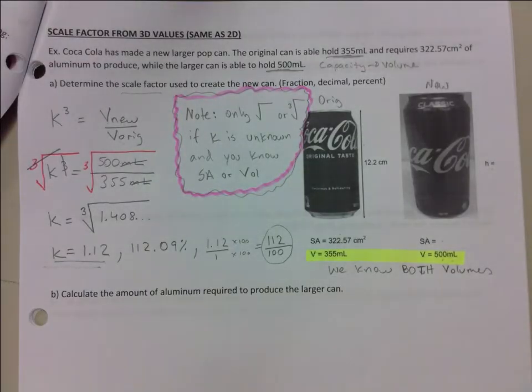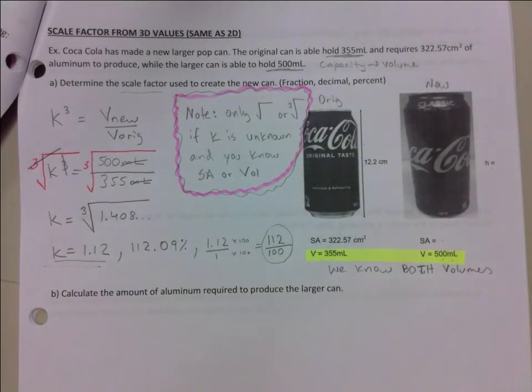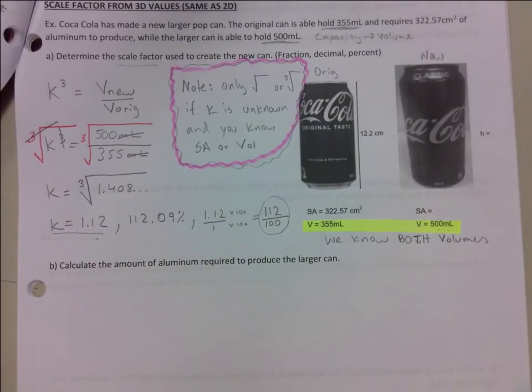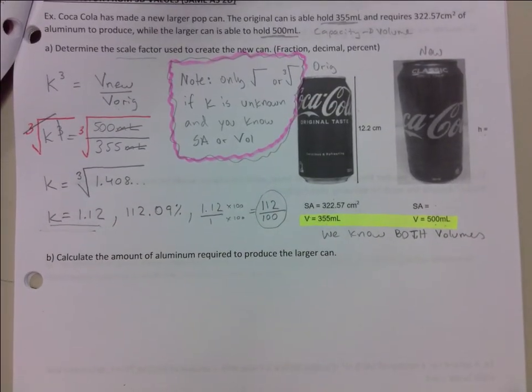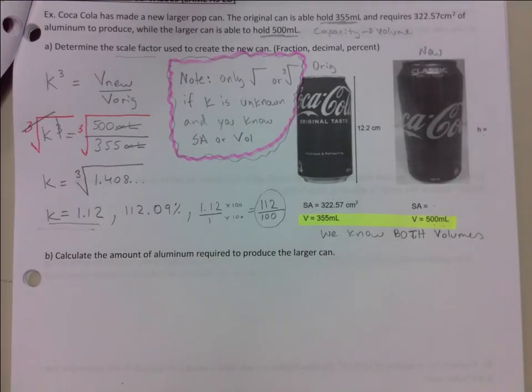Okay. Can I ask you to try B and C? I'm just going to ask you to give that a try before I do it. You can look back at the previous question to help you out. Okay? If it's asking for how much aluminum is required, what are we thinking of? Aluminum is what makes this thing, so it's surface area. Okay? So try it. Look at the previous question to help you out.